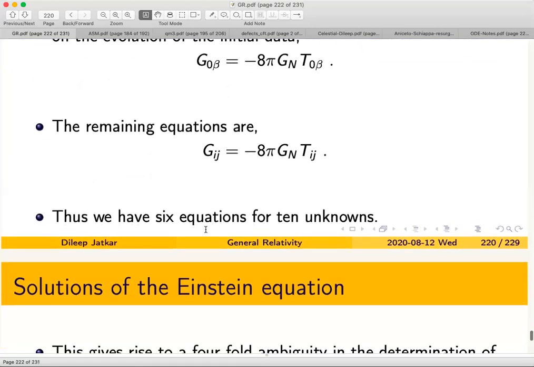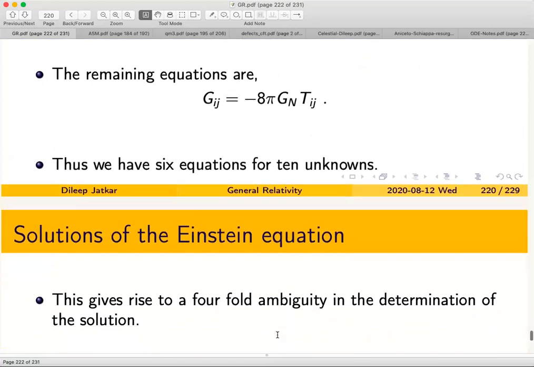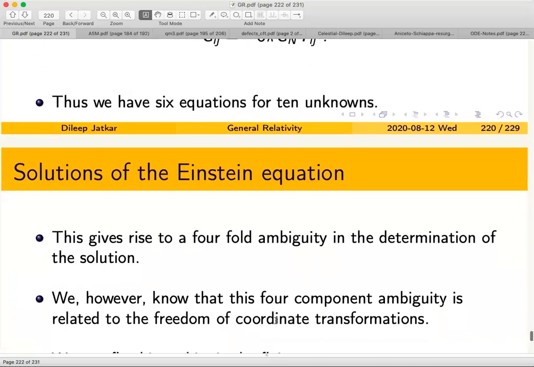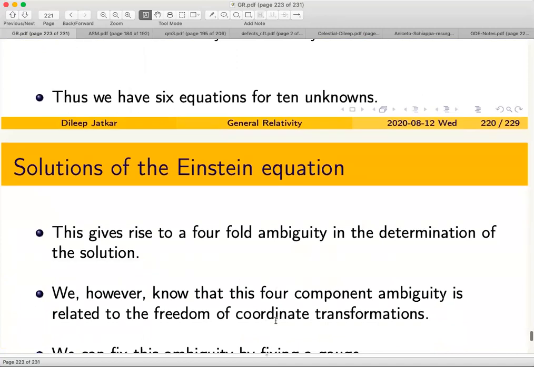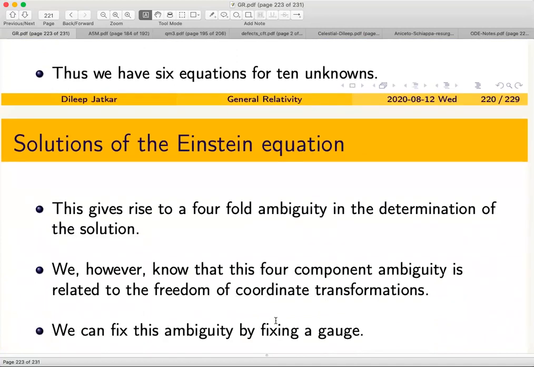In fact, this 4 parameter ambiguity is also not new solutions, because they are general coordinate transformations. And what we are going to say is that the one solution and its general coordinate transformed solution are physically not a new solution. That is what we want to argue.